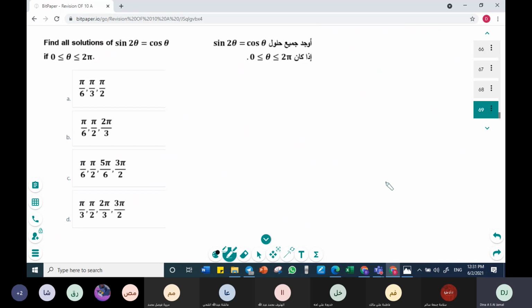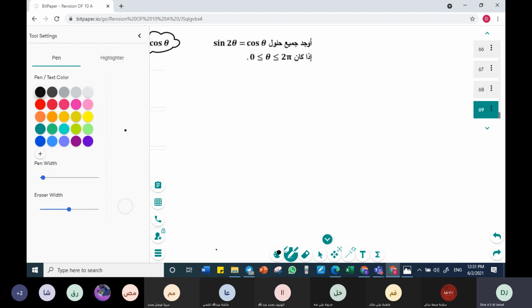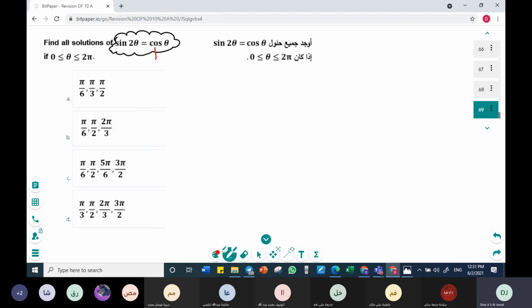Find all the solutions of sine 2 theta is equal to cosine theta. In the class, we did a question like it, but it was sine 2 theta plus cosine theta. Now, it will be different. So, whenever you are having a question like this, know that you need to put the cosine inside. So, sine 2 theta minus cosine theta will be equal to 0.